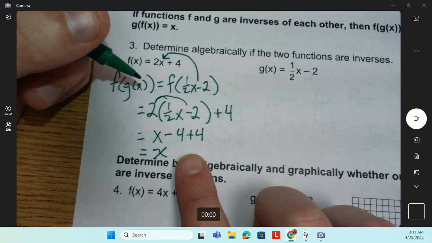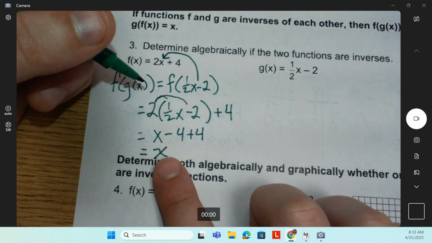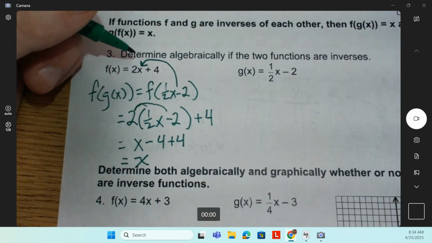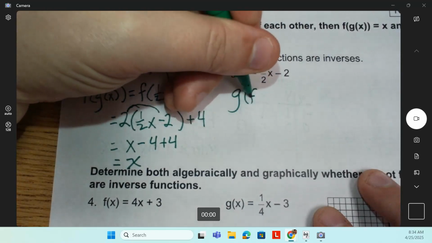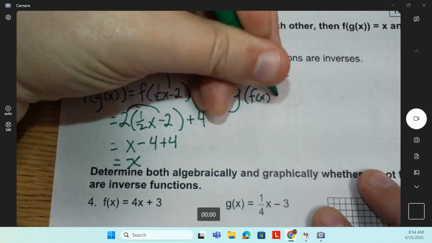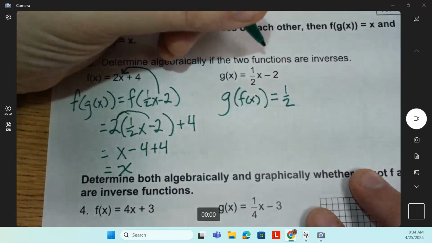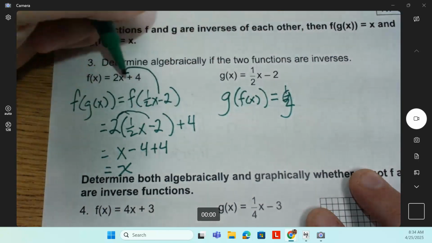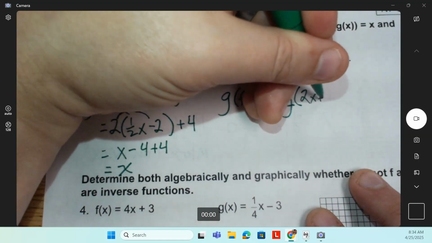Okay, and so when this happens, if it equals x, that means yes, so far it's looking good, it should be an inverse. What we have to do is check the other one. So now we're doing g of f of x, which means I'm going to put in this function, so g of 2x plus 4.